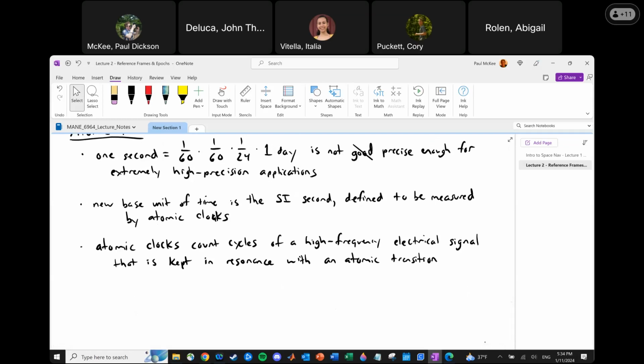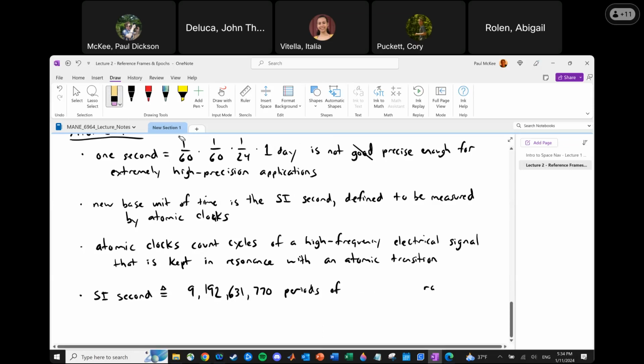So the new definition of an SI second, and we're going to use that symbol that we saw on the first day, is defined as, which is the equal sign with the little fun hat on it, is 9,192,631,770 periods of oscillation of radiation. Oh, sorry, not periods of oscillation. Whoops. Forgive me. There's my first typo. Periods of radiation.